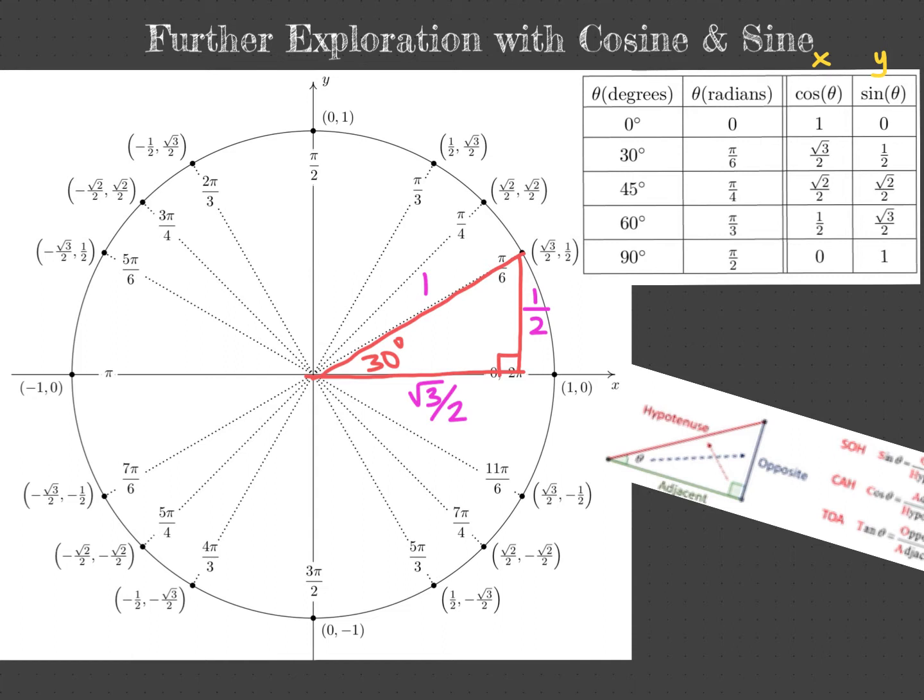So for instance, pi over 2, if you know that pi over 2 is going straight up, you know that your cosine is 0 because you haven't moved left or right at all, but your sine is 1 because you've moved straight up 1 unit. Whereas if we're talking about pi, which is all the way to the left over here at 180 degrees, since we're moving 1 unit left, the cosine is negative 1, but the sine is nothing, it's 0, because we haven't moved up or down at all.